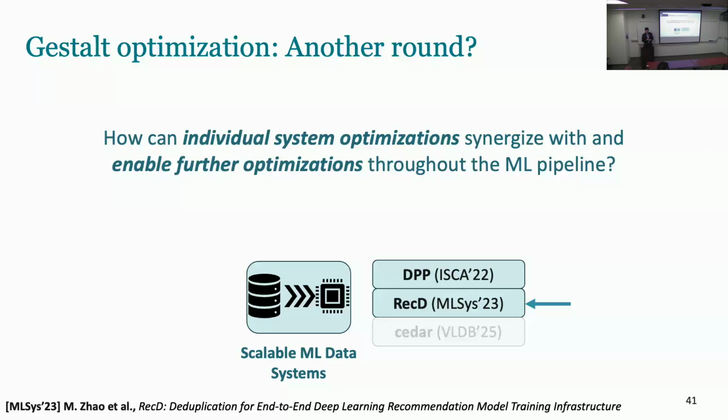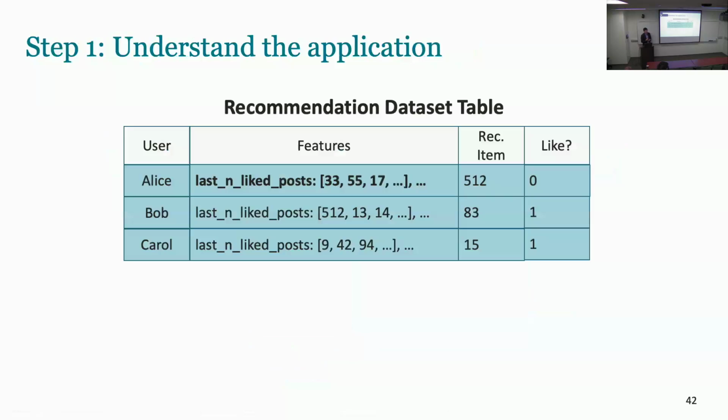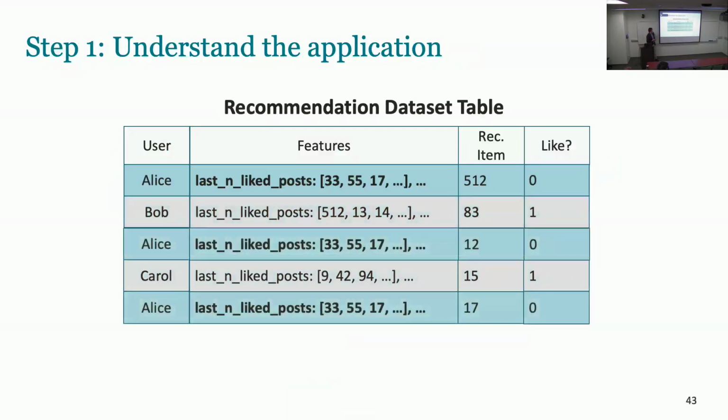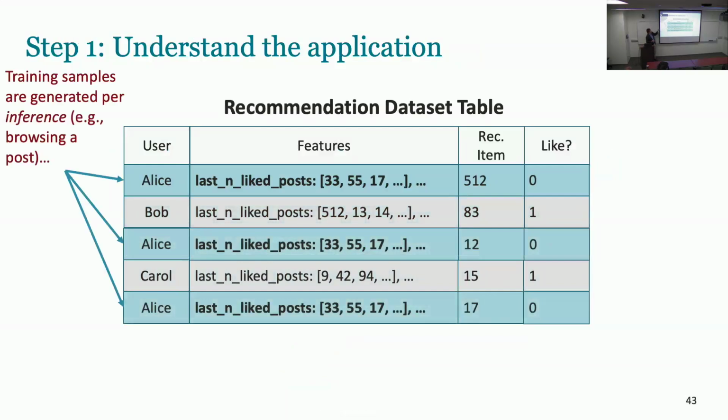So next, let me quickly go through another example to really drill in this idea. As I mentioned, step one of this technique is to understand the application. In reality, these applications look like this, where each user has multiple entries in these data sets associated with them. Every time a user requests an inference from this inference system, we generate a new training sample. So every time Alice browses a post on Instagram, we generate a new training sample corresponding to what specific item was recommended to Alice.